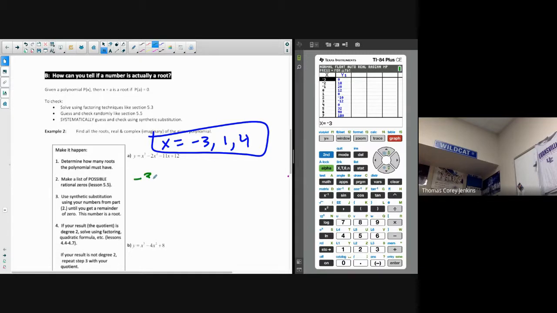Just to give you an idea of how checking these with substitution or with division would look, we could take -3 into these coefficients: 1 for x cubed, -2, -11, and 12. So we bring down the 1, -3 times 1 is -3, -2 plus 3, -5. -3 times -5 is 15. Sorry, I'm not sure what happened here.